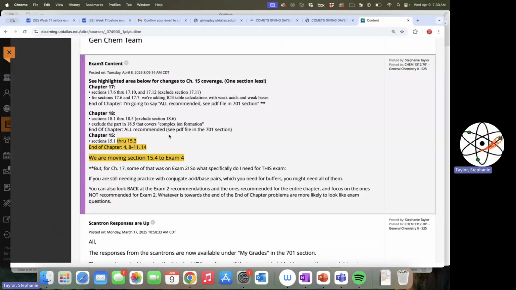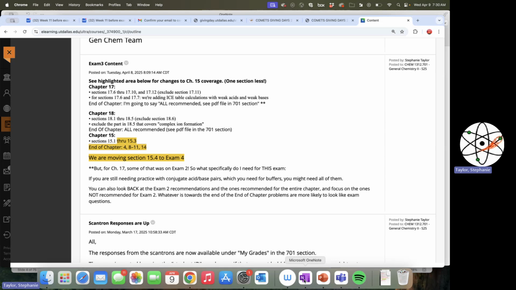First of all, we had a change to some of the coverage. So you have my apologies that this changed from Monday afternoon basically to Tuesday morning. That's because the instructor team meets on Monday nights, so this does occasionally happen. Essentially, we got rid of section 15.4 and moved it to exam 4. So that announcement did go out. It's also hanging out in the announcement section of the 701 section.